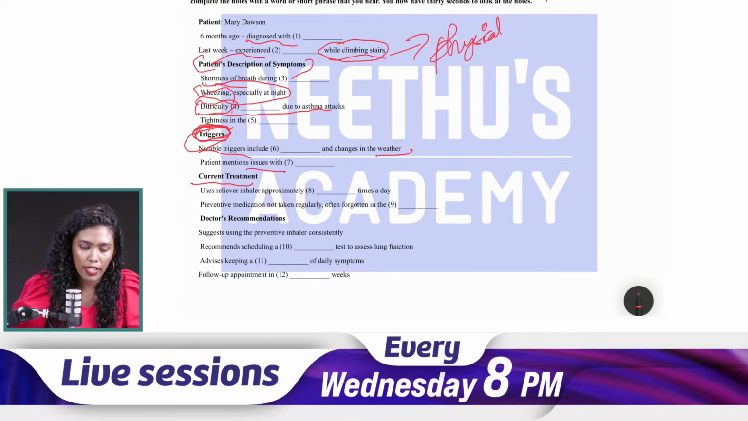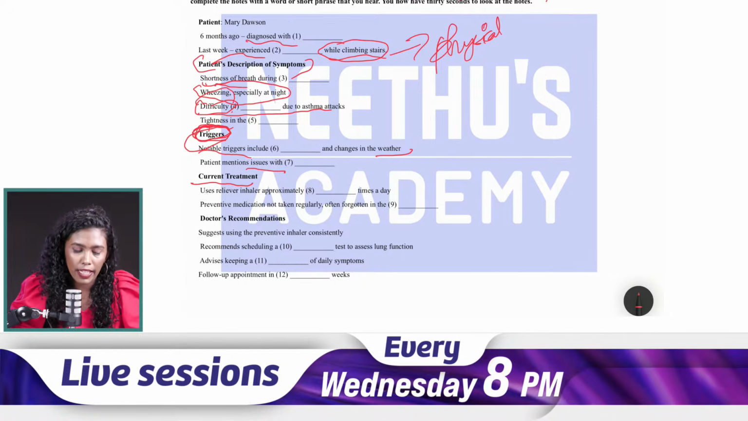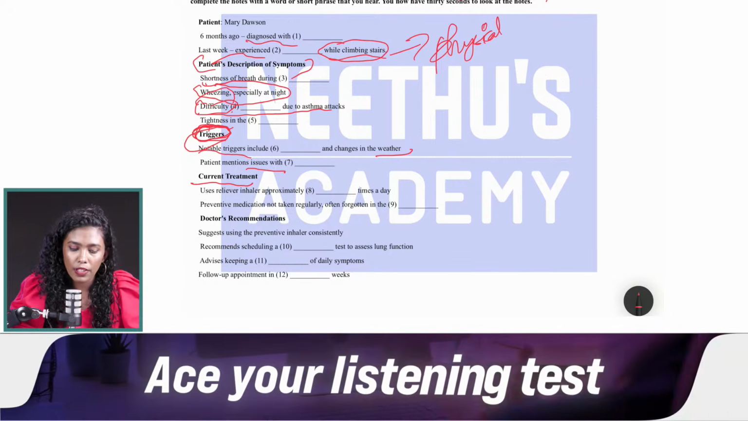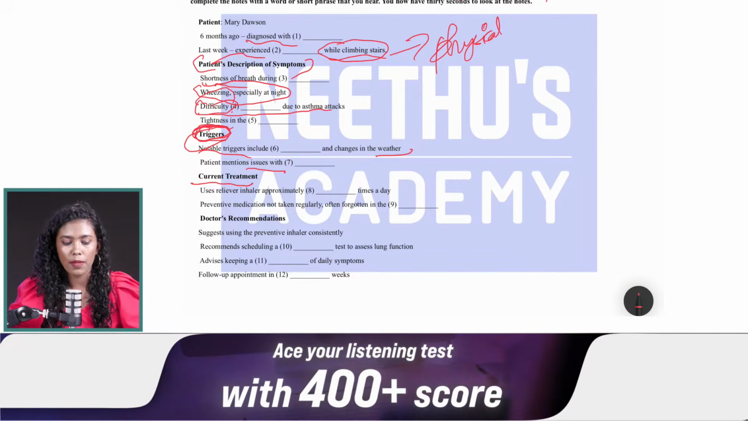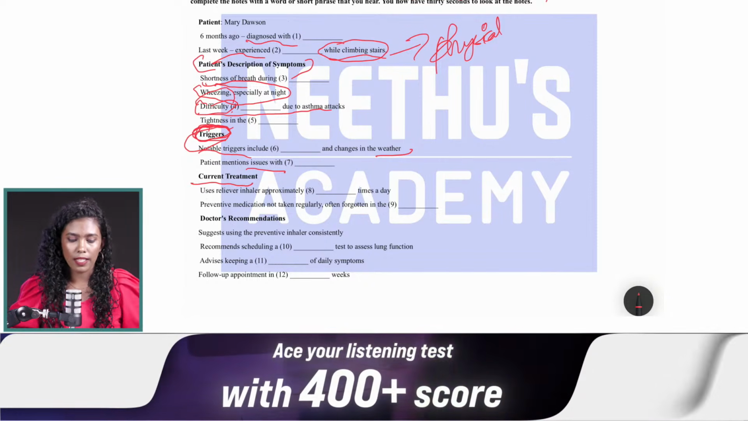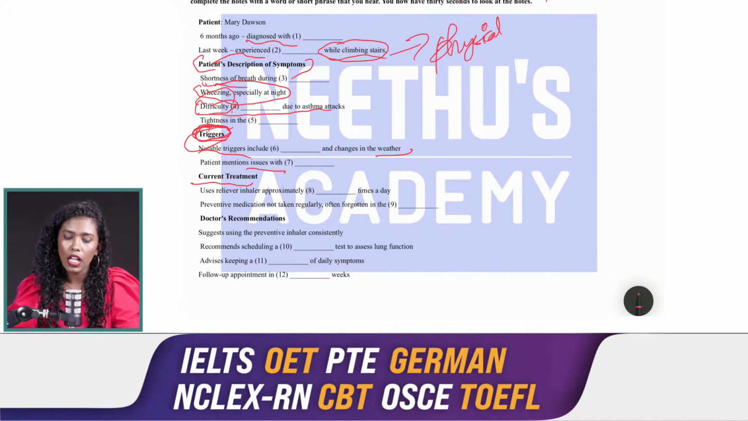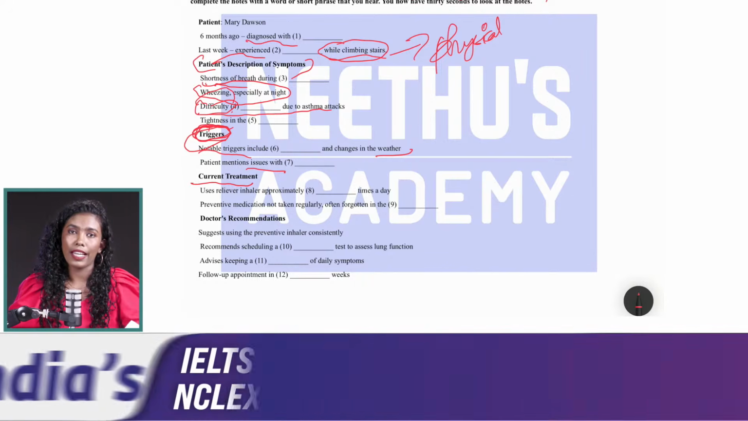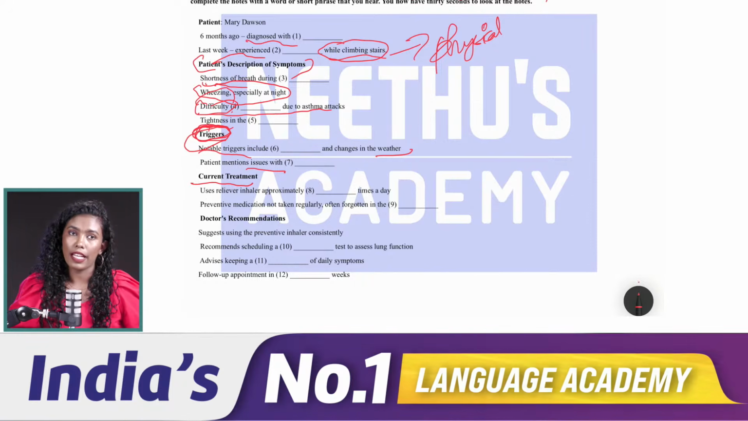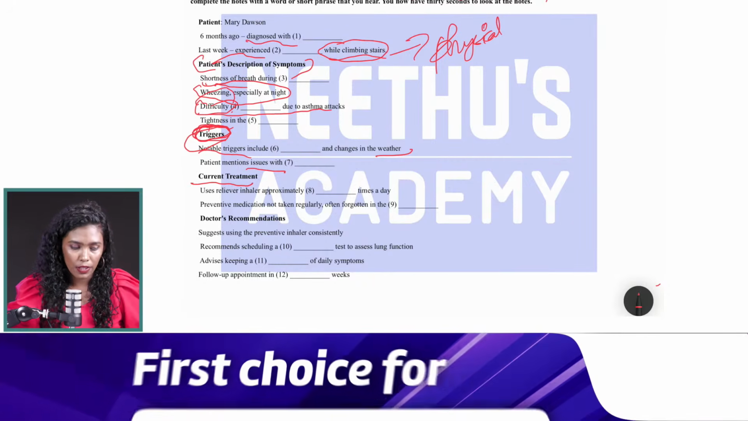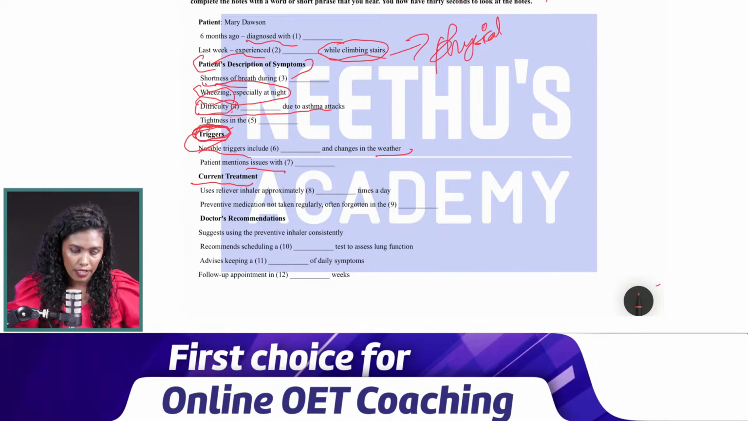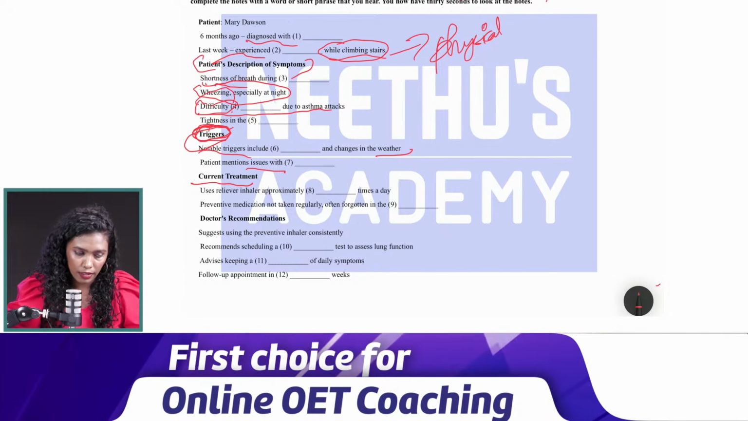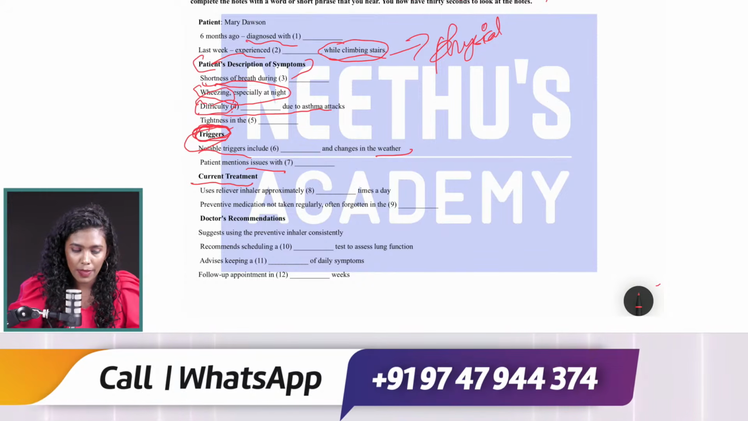Okay. So here we have a specific piece of information. It is mentioned: uses reliever inhaler approximately dash times a day. It is going to be easy. Tell me what is the keyword over here and what is the particular information that you can expect. It is mentioned uses reliever inhaler, and you do have another piece of information, approximately dash times a day.